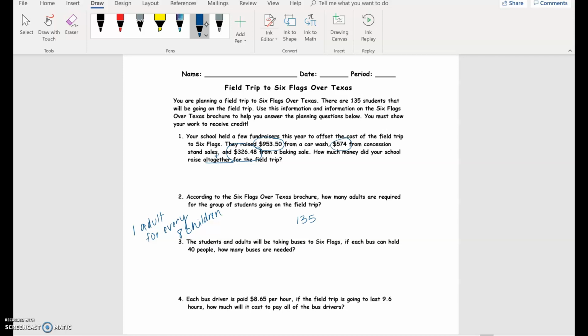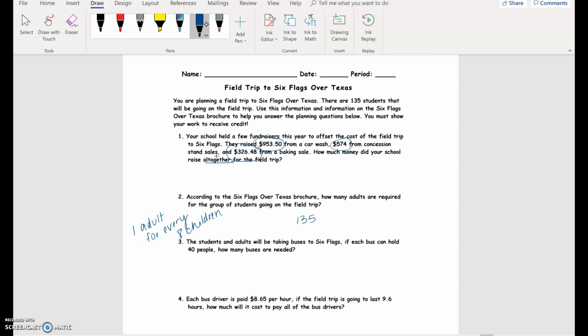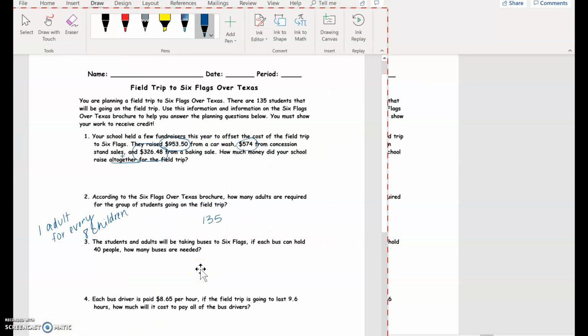But if it came out to 7.5, please be mindful that you cannot have half of a chaperone. And if you only have 7 adults, then that won't get you the appropriate number of students per adult, that right ratio. So we would have to round up to 8 adults. So just be mindful of that.